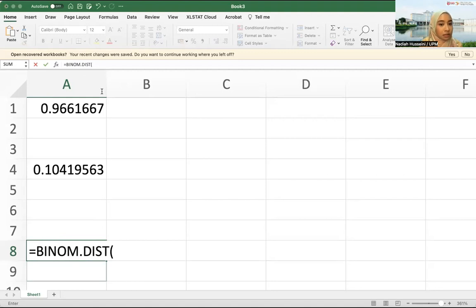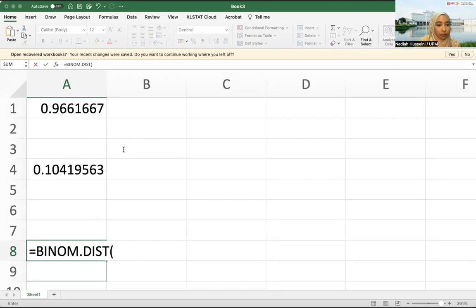And the probability of success is constant throughout the experiment. We have a fixed probability P. For example, binomial distribution can calculate the probability that 2 of the next 3 babies born are male. A very weird example, but let's just go with it. The syntax is binomial dot distribution, number_s, the number of successes. This is your X. Then the next one is trials, this is your N, and probability_s is your probability P.